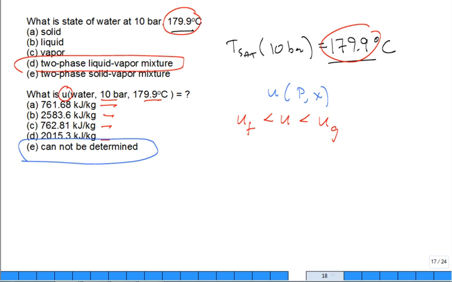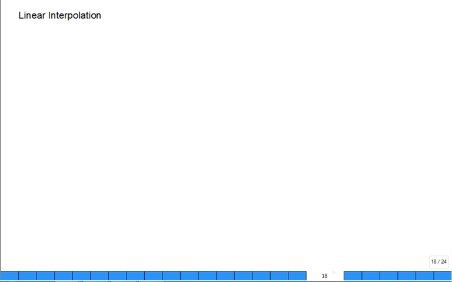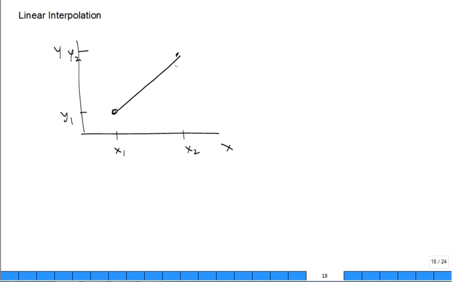Okay. Linear interpolation, a quick review. You have a generic x-axis and y-axis. You have a point right here, x1, y1, and a point right here, x2, y2. If I want to find the y value for an x in between, so x between x1 and x2, that y value will come in between y1 and y2.